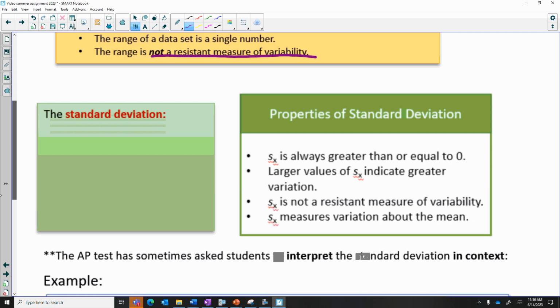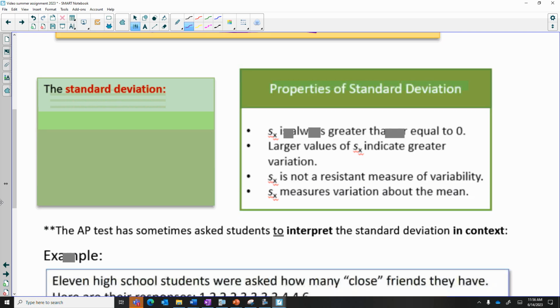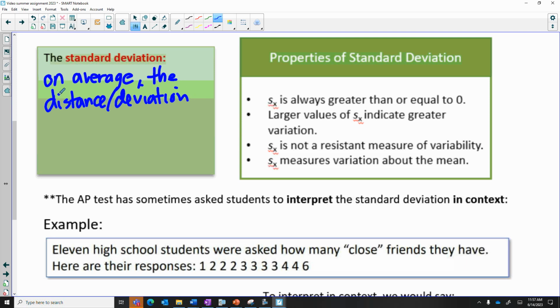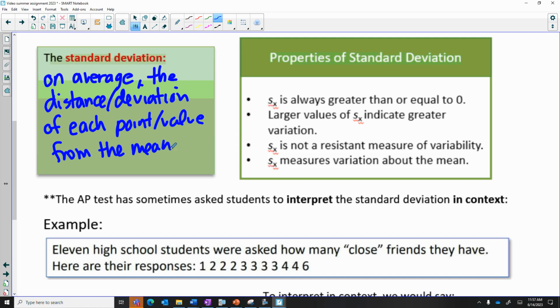We can also use standard deviation, which we talked about in Algebra 2. Standard deviation actually measures, on average, the distance or deviation, which is like the distance of each x value from the mean. The average deviation from the mean. Now the mean is the average, so we're actually finding the average deviation from the average.